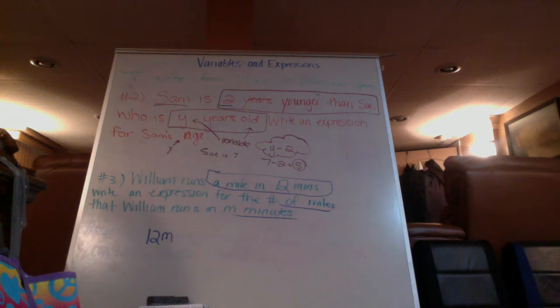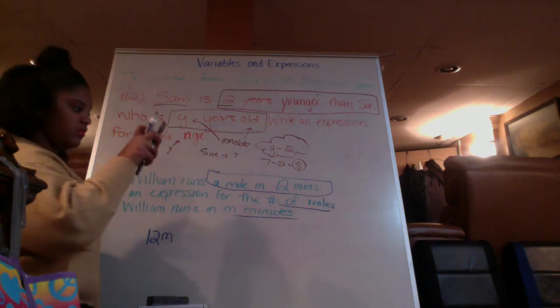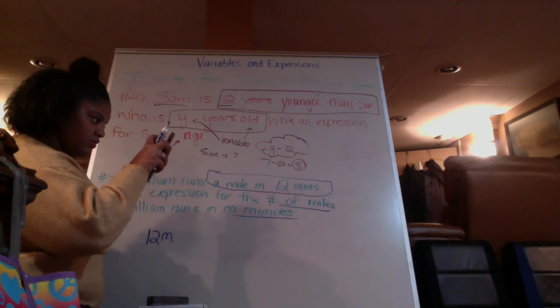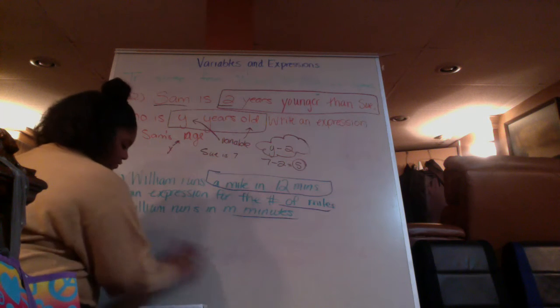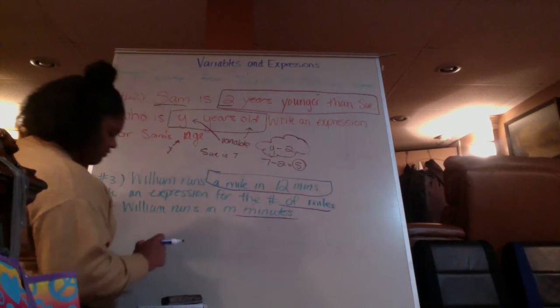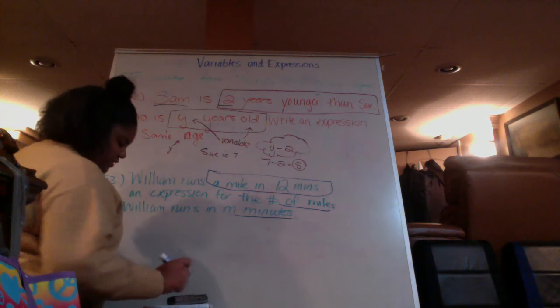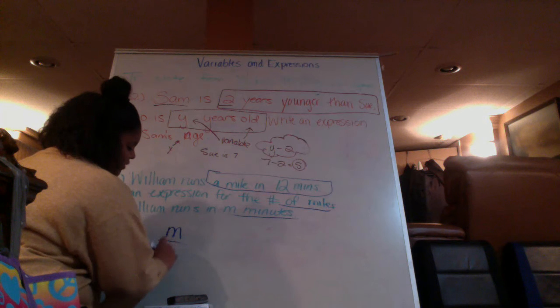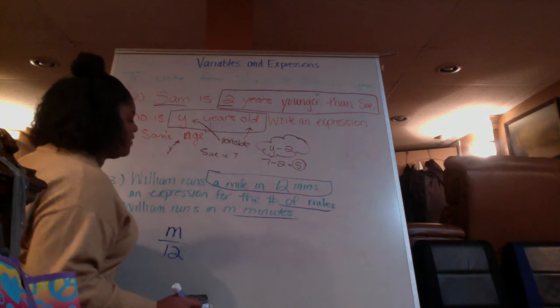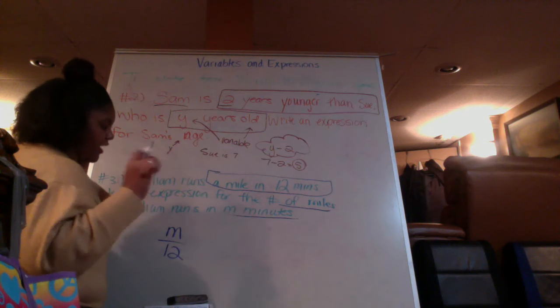So if he does 1 mile per 12 minutes, so let's say... oh, sorry, 1 second. I am so sorry. I gave you the wrong answer. I read the wrong thing. All right, so the answer is not like the other one. I apologize about that. It's M divided by 12. And why? Because how many groups of 12 are in M?